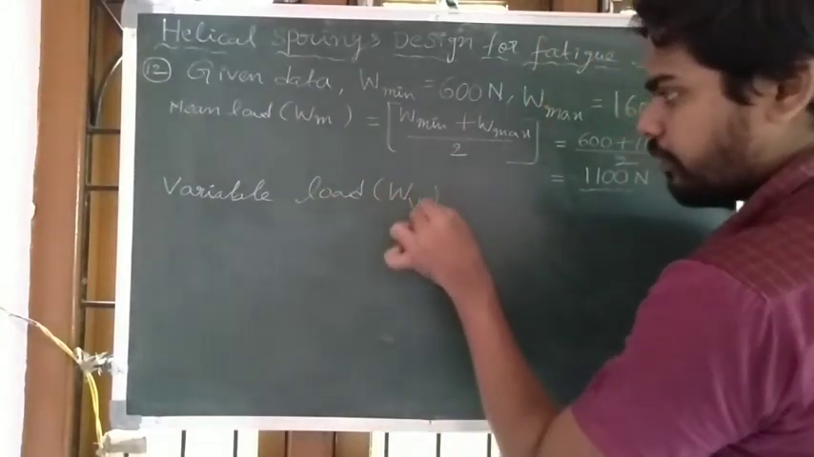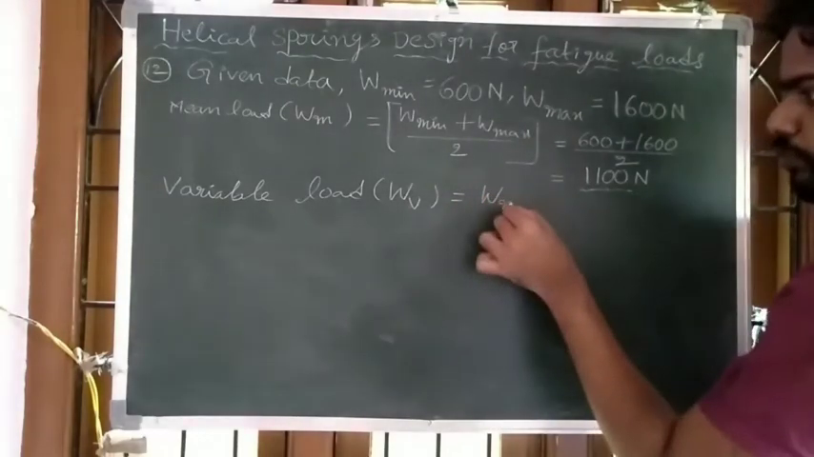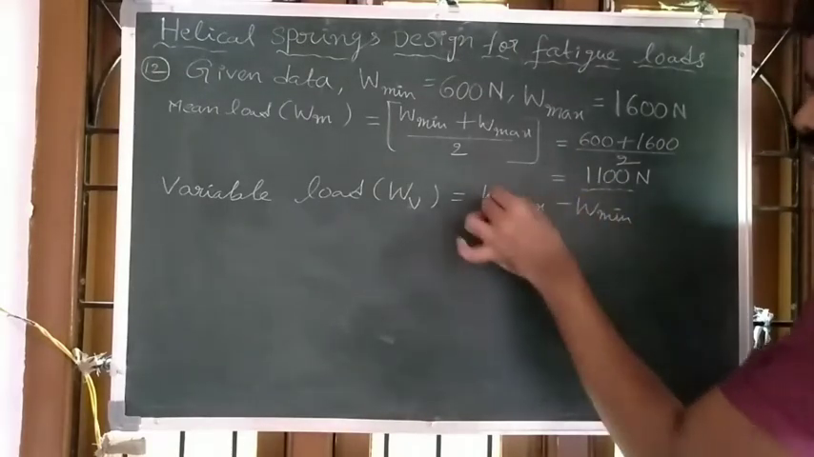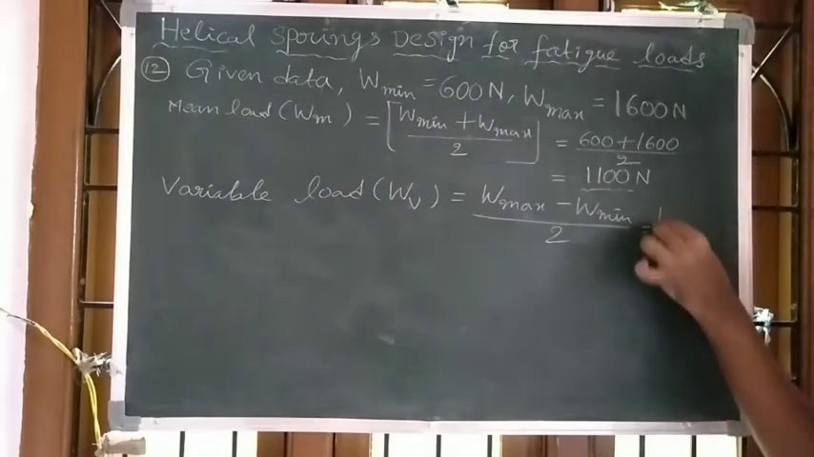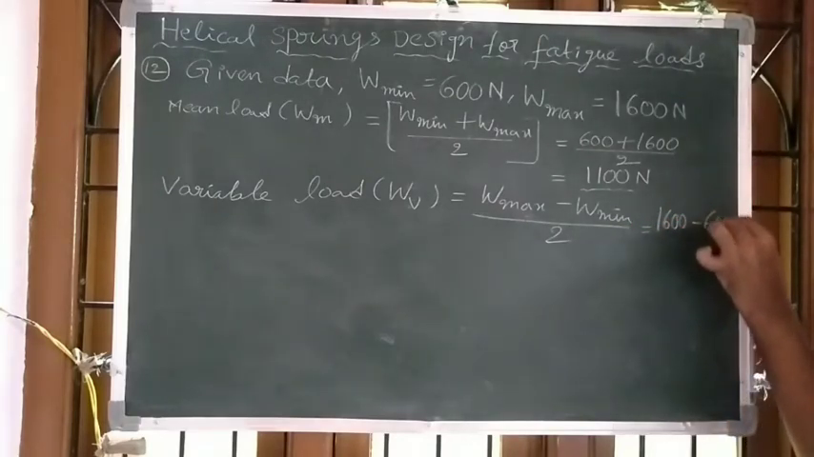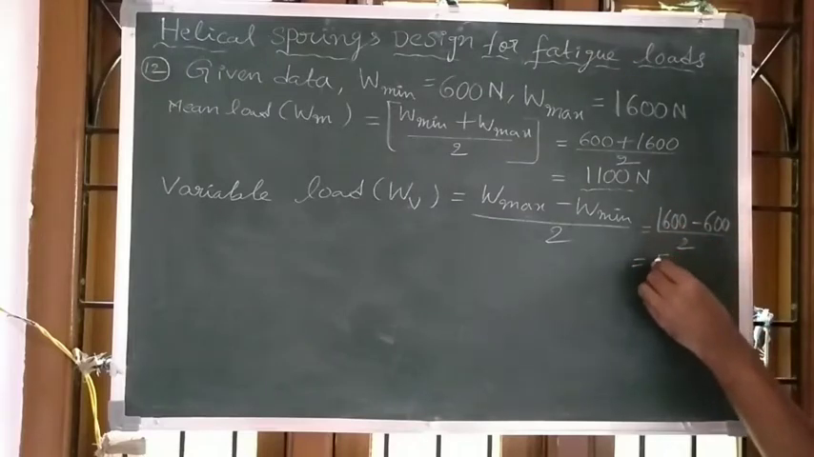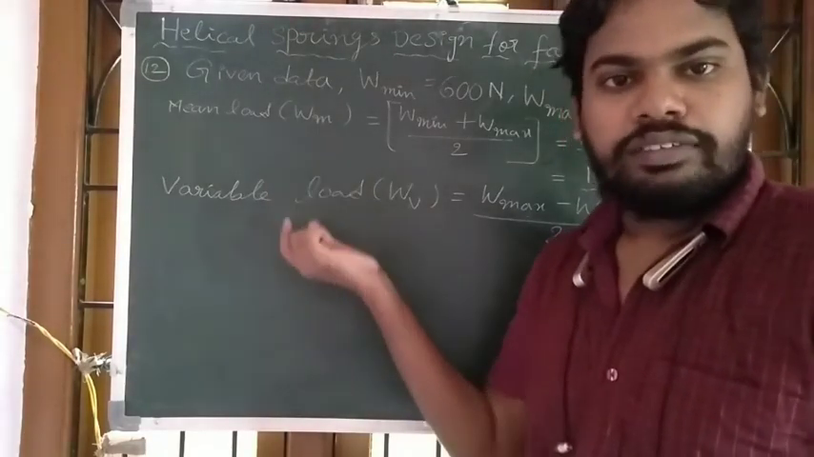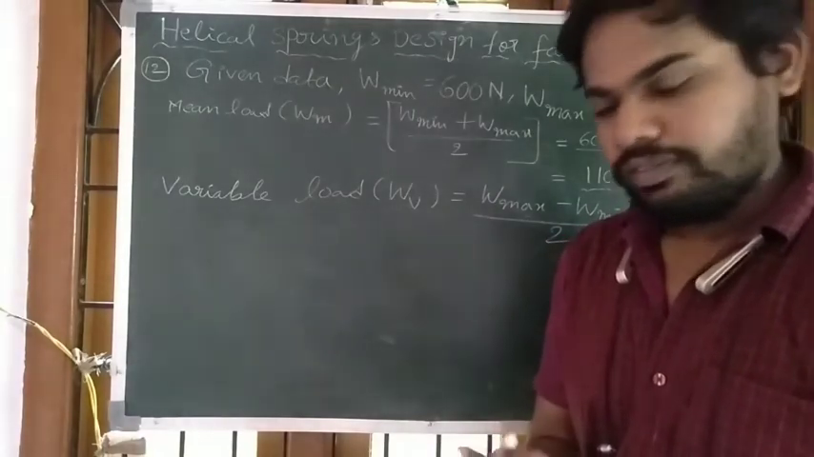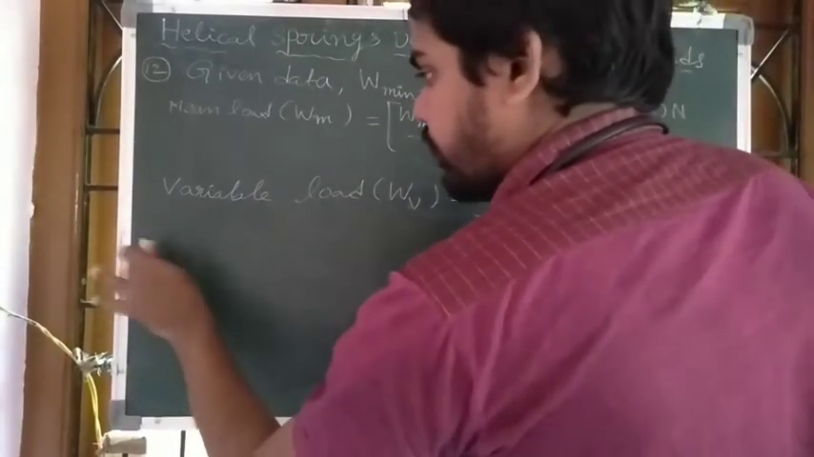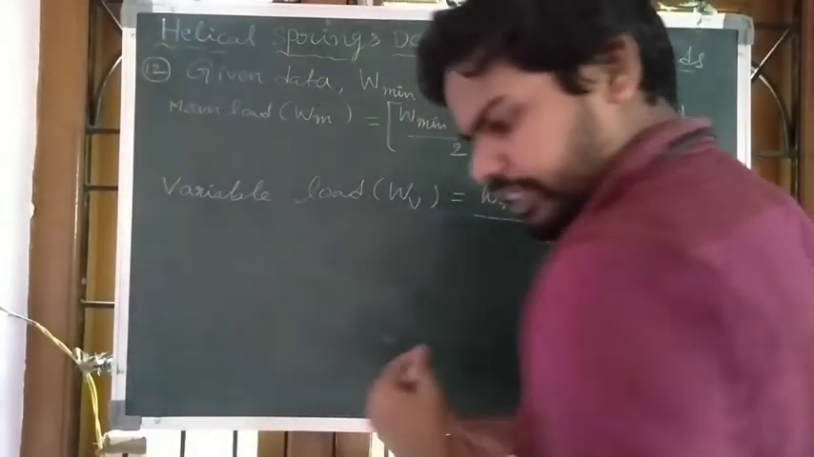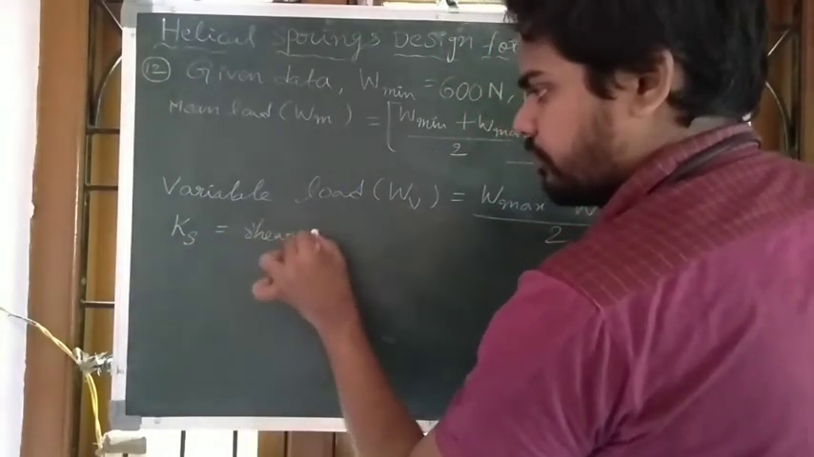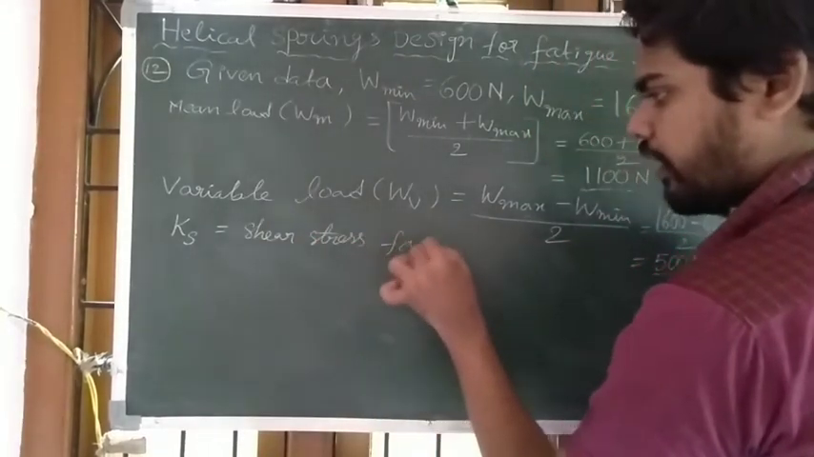So W v, the variable load, is equal to W maximum minus W minimum divided by 2. We subtract the minimum load from the maximum load: 1600 minus 600 divided by 2. 1000 by 2 means 500 newton. Now we have the mean load and variable load. Then first of all, calculate the shear stress factor, Ks. Ks is equal to the shear stress factor.